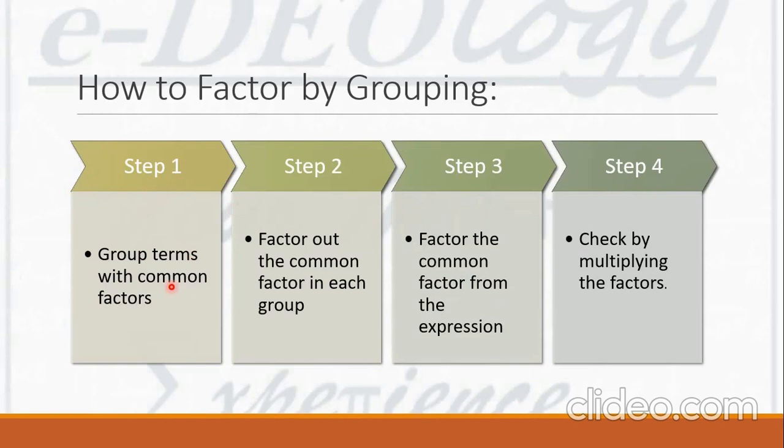In step 1, we're going to group terms with common factors. Step 2, we will factor out the common factor in each group. Step 3, factor the common factor from the expression. Step 4, check by multiplying the factors.